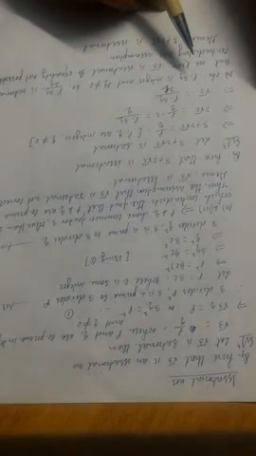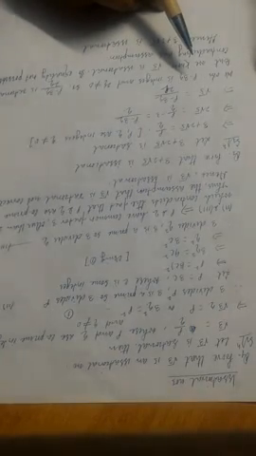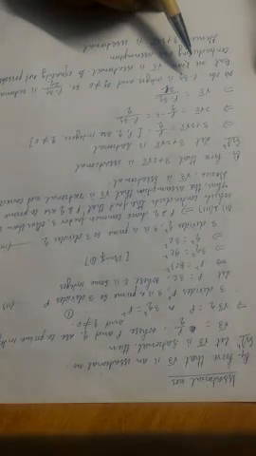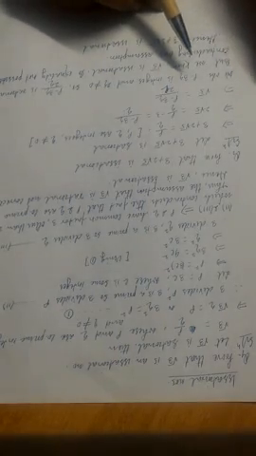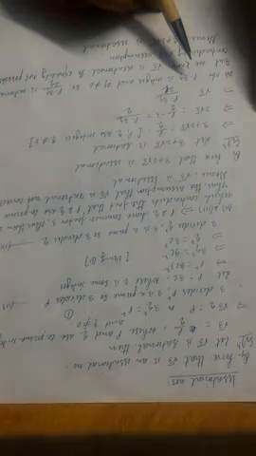Now we'll go for the irrational number. We have already discussed in the beginning what an irrational number is: the numbers which cannot be expressed in the p by q form, or the square roots of all those numbers which are not perfect squares, or the cube root of all those numbers which are not perfect cubes. Now we'll see how to prove a number as irrational.